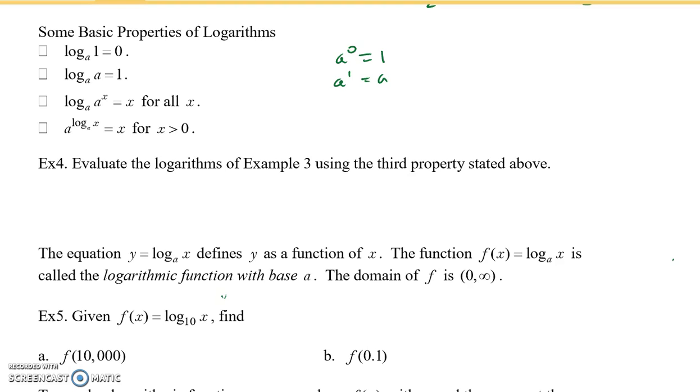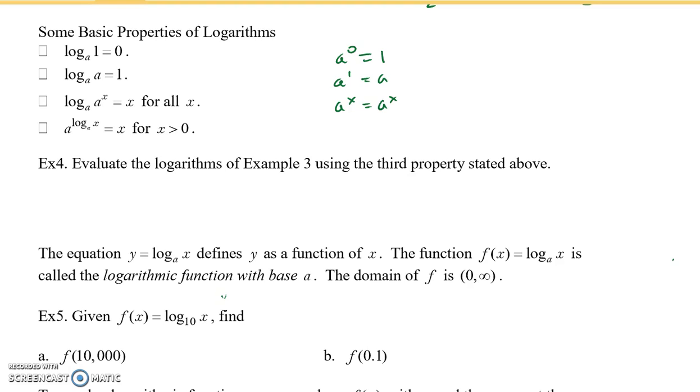The next property, log base a of a to the x equals x for all real numbers x. This is a very important property that we'll use quite frequently. It's a very obvious statement when you write it in exponential form. The exponential form is a to the x equals a to the x. If we want to know what exponent we should raise a to give us a to the x, obviously that exponent would have to be x.